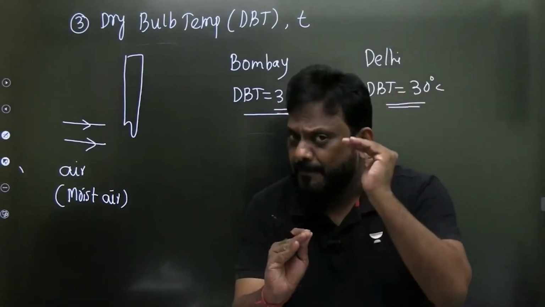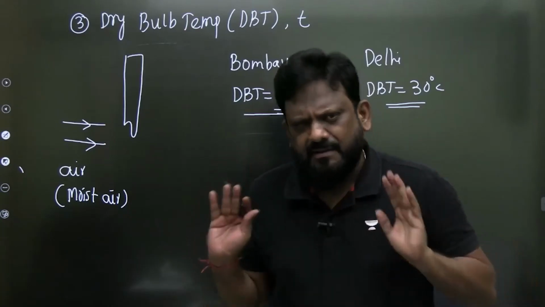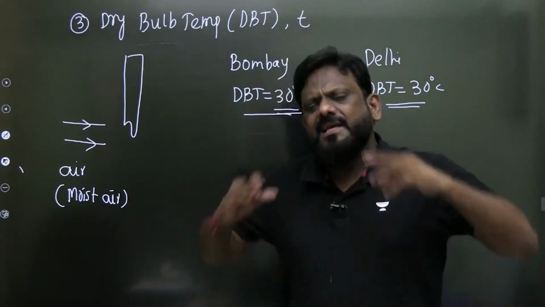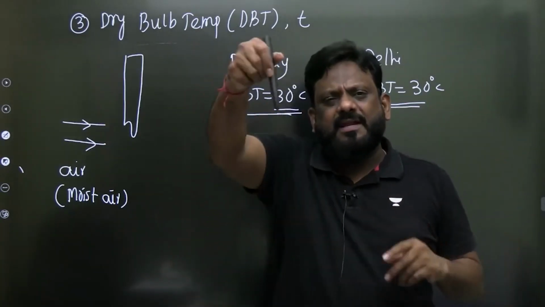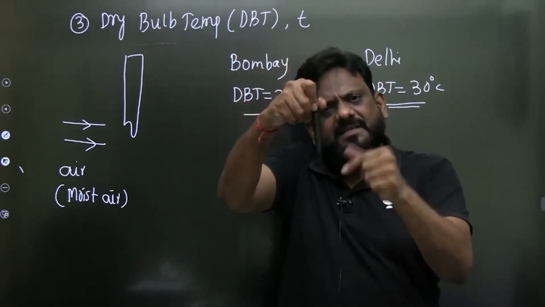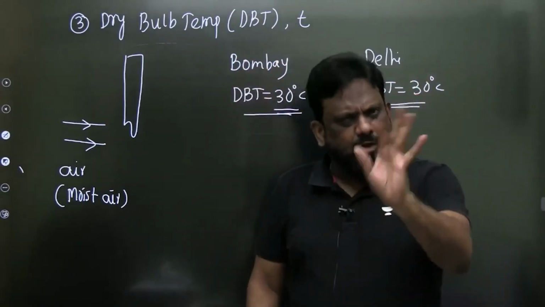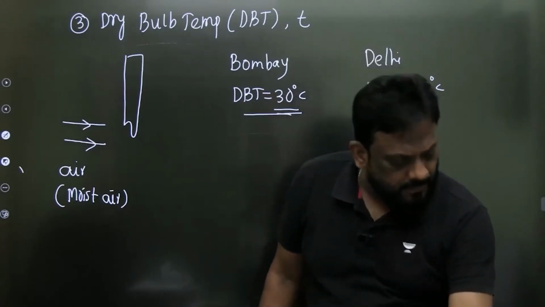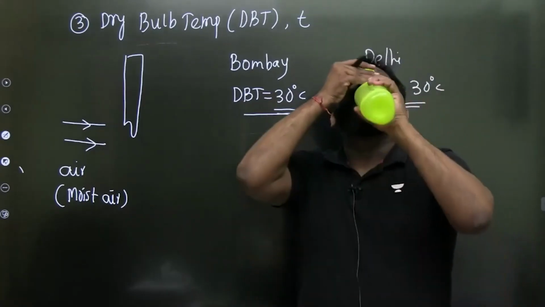So if the temperature is given, that is dry bulb temperature, don't get confused by dry bulb, it is the normal temperature of air. Take a thermometer, expose to air, find out the temperature, that will be dry bulb temperature. That's it, nothing more than that.